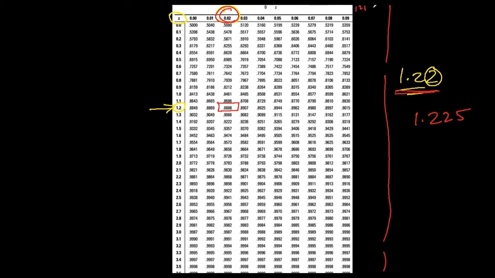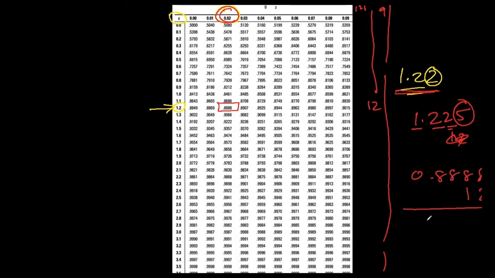So since 1.22 is known to us, 0.8888, this 5 will be from this column, suppose it is 12. So 12 means add 12 to the last digits, 1, 2. Sorry, not the 0.8888. So add 1 to this, and whatever this gives us, it gives us 0.89. Isn't it? So that's how we read a normal distribution table.